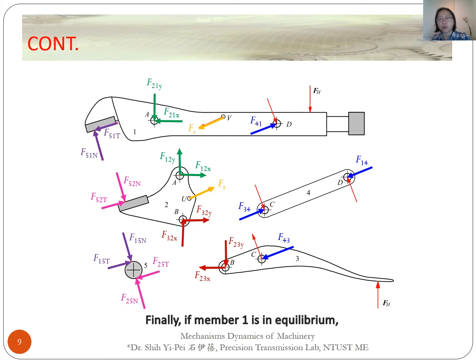Finally, if member 1 is in equilibrium, forces F51, F21, Fs, and F41 are all the reaction forces. We can draw those forces one by one, like previous days.